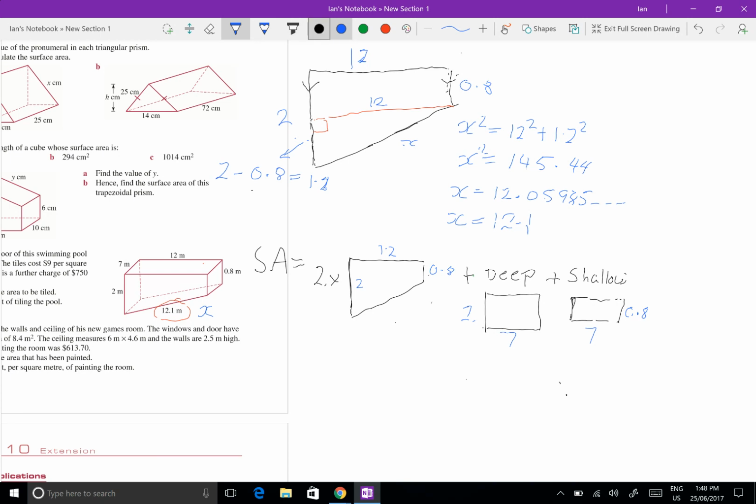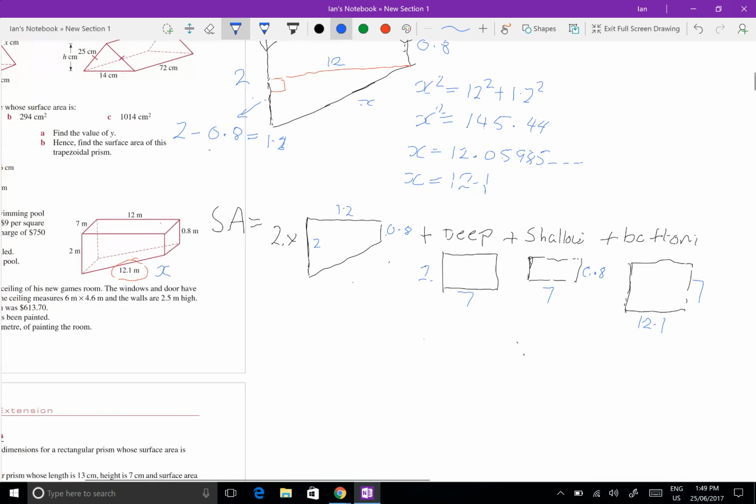And then I've got the bottom. That's another rectangle, and it is 12.1 long and 7 meters across. Now I've got all my units, and I can just put it into the calculator.